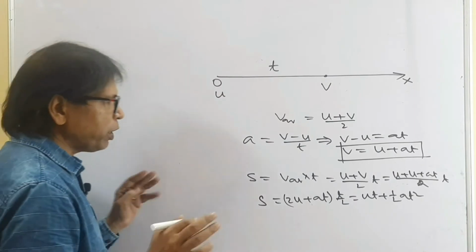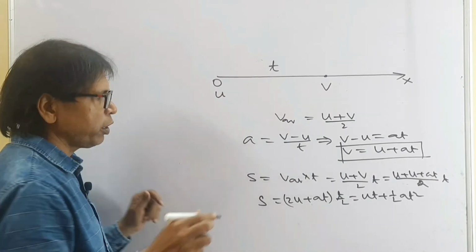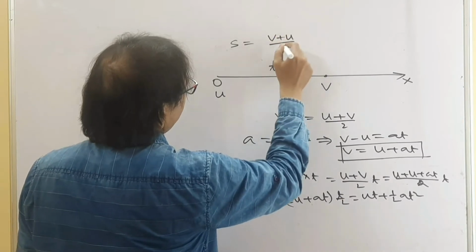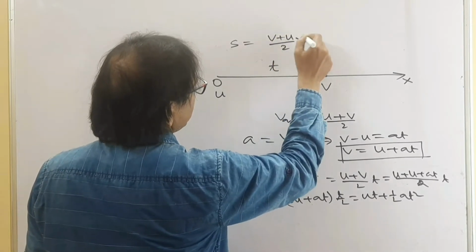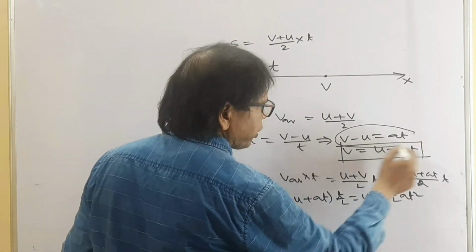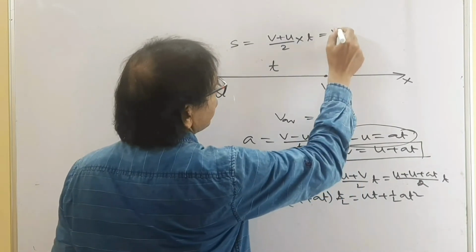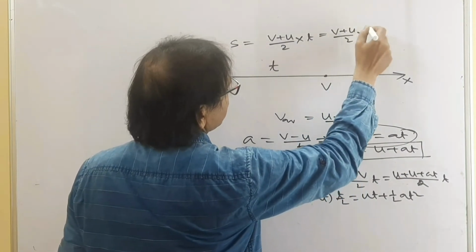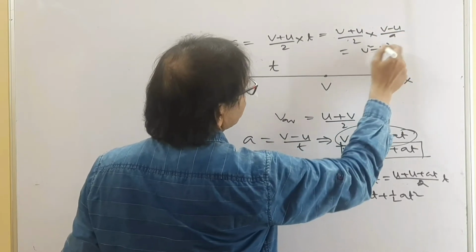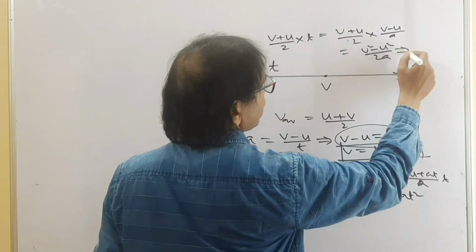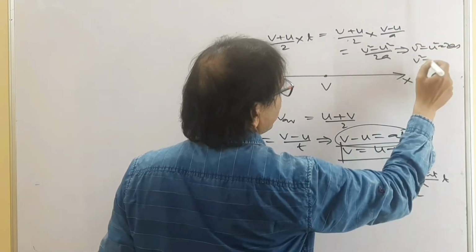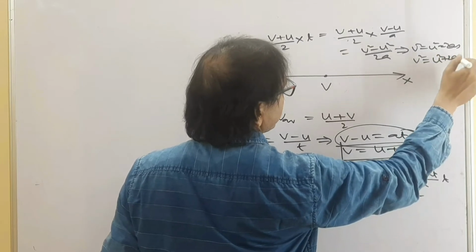Now finally v square equals u square plus 2as. You know s equals average velocity, (v plus u) by 2, into time. Now from the velocity equation, time t equals (v minus u) by a. So this gives (v square minus u square) by 2a. From this condition, v square minus u square equals 2as. So v square equals u square plus 2as.